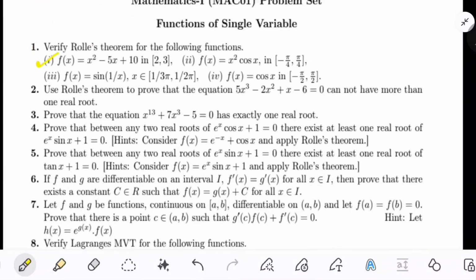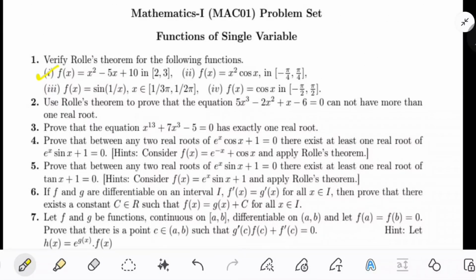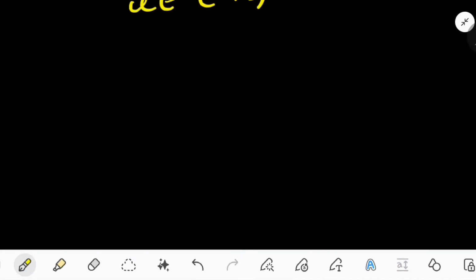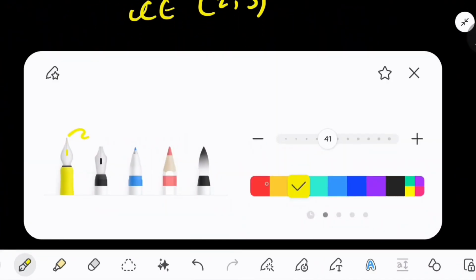And now let's see the next question. I will do the third one and you have to practice the second one, because they both are similar. So let's see the third one. Let me change the color.